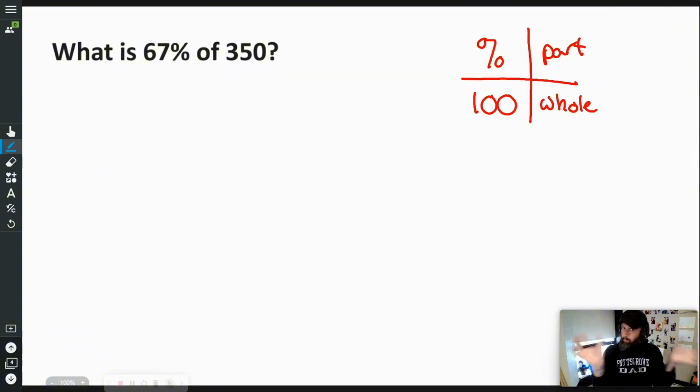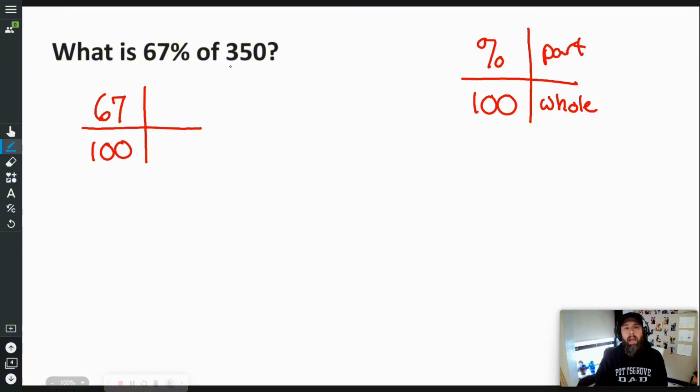Now, with ratio tables, it doesn't really matter which side it goes on because you're going to follow the same rules anyway. But this is just a way to do it. You can put the part and the whole on the left. You can put the percent and the 100 on the right. It's all good. It'll work out anyway. But in this case, what I have is 67%. So I'm going to put that 67 on the top left. I'm going to put 100 on the bottom left. And this is my whole. That's my out of number, 350.